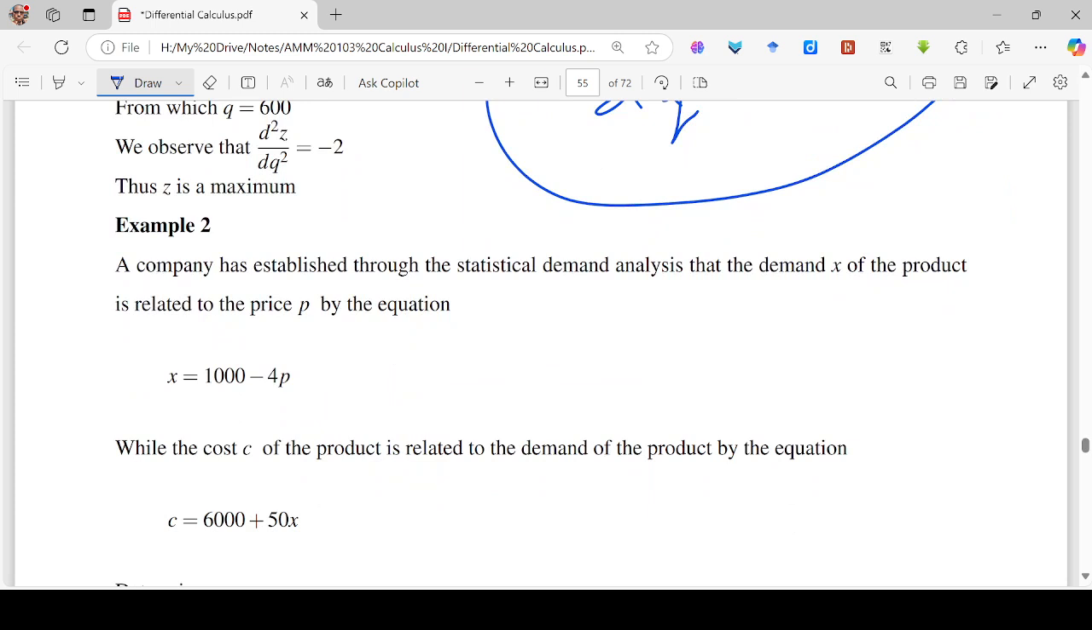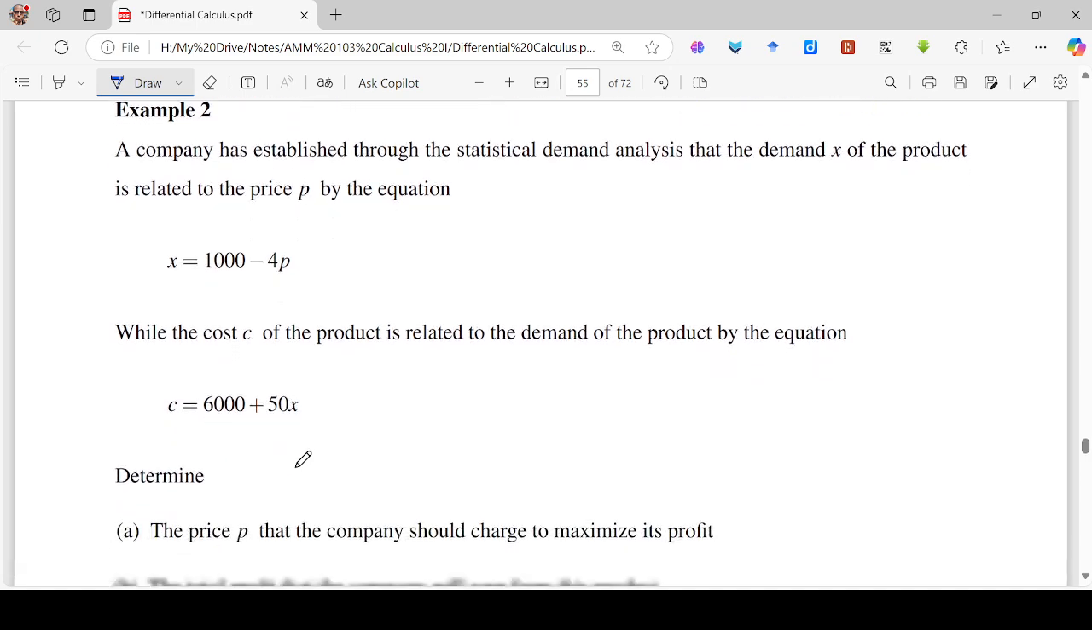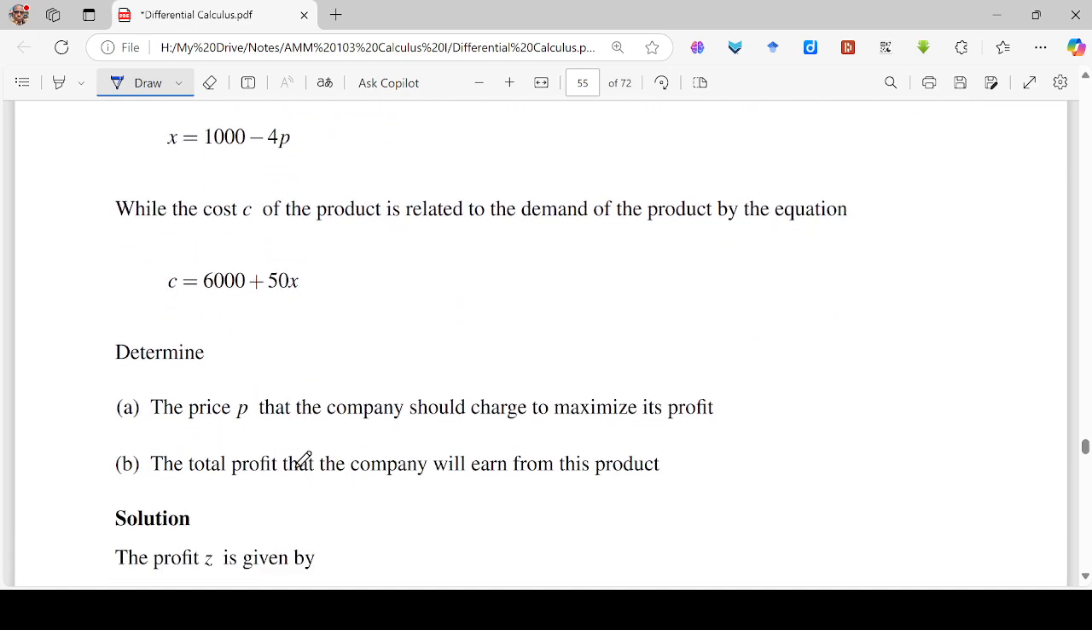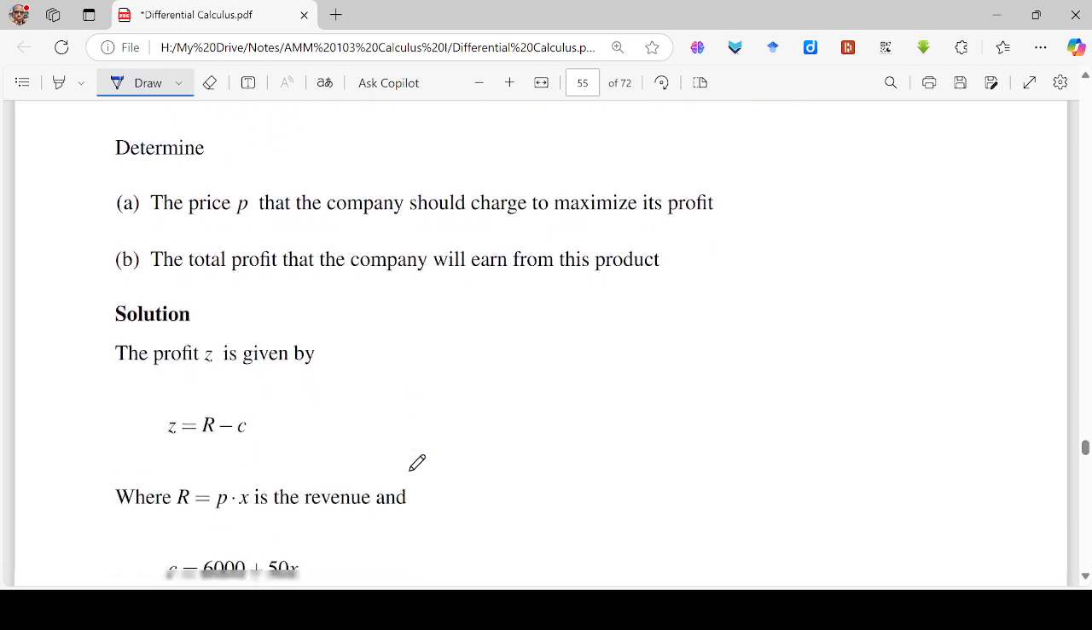So we have a second example. A company has established through statistical demand analysis that the demand x of the product is related to the price P by the equation x = 1000 - 4P. The cost C of the product is related to the demand by the equation C = 6,000 + 50x. The problem is to determine the price P that the company should charge to maximize its profit and the total profit that the company will earn from this product.